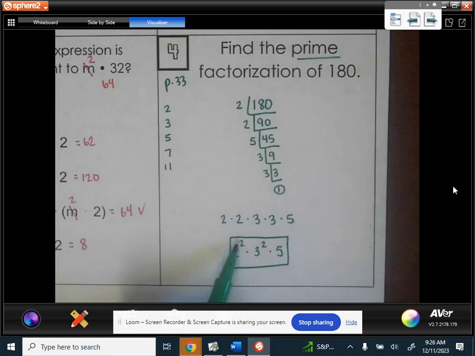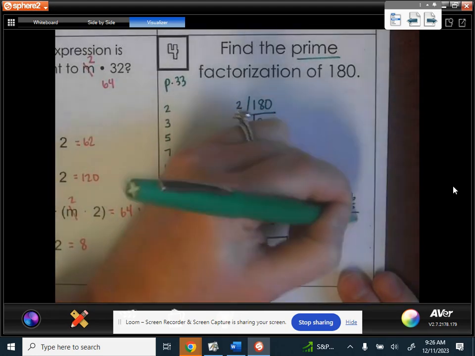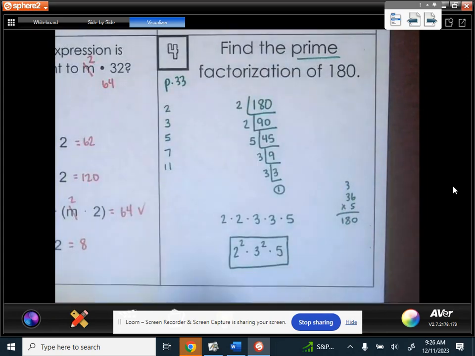2 to the second power is 4. 3 to the second power is 9. So 4 times 9 is 36. And just some quick math over here, 36 times 5 is 180. So I know that that is right.